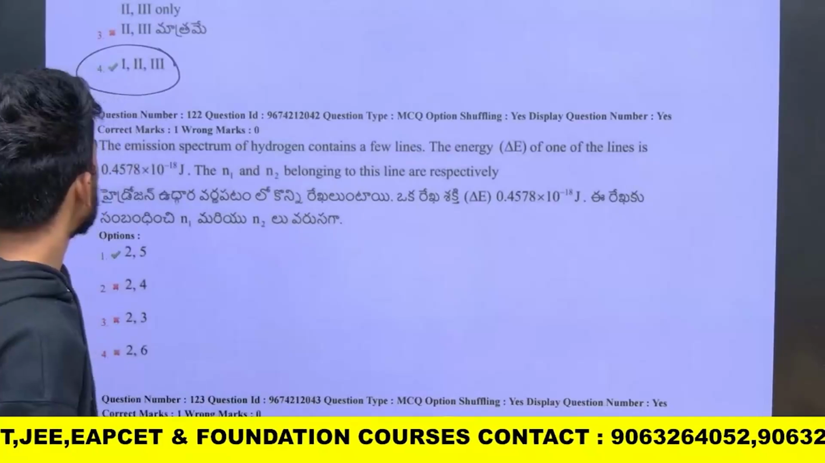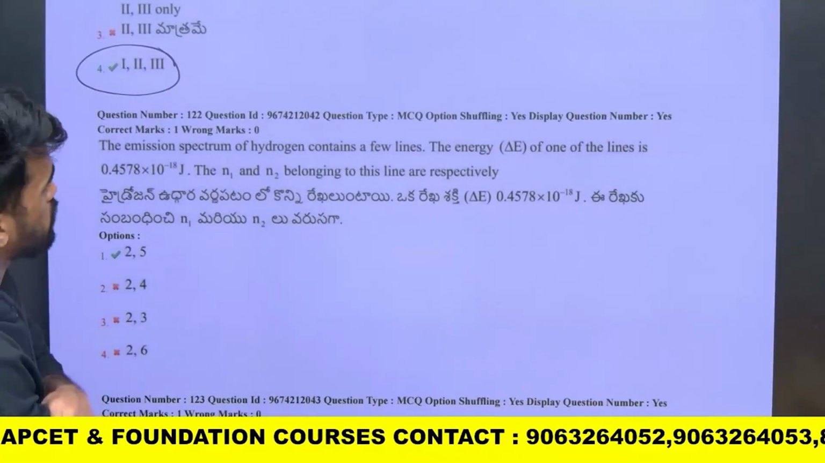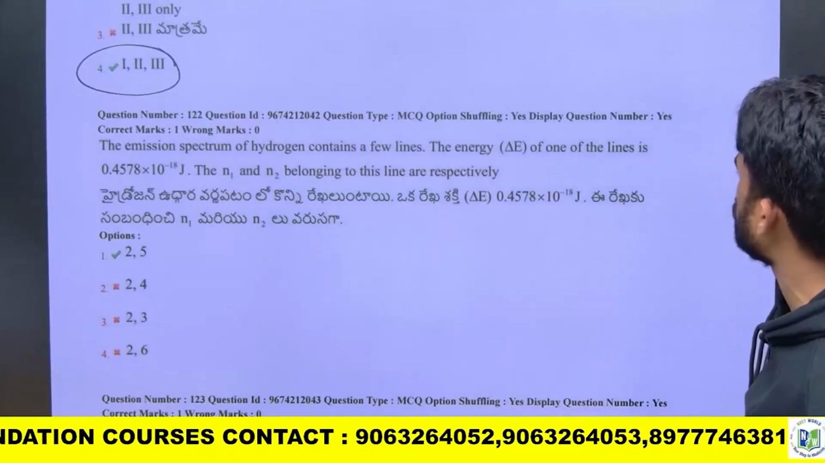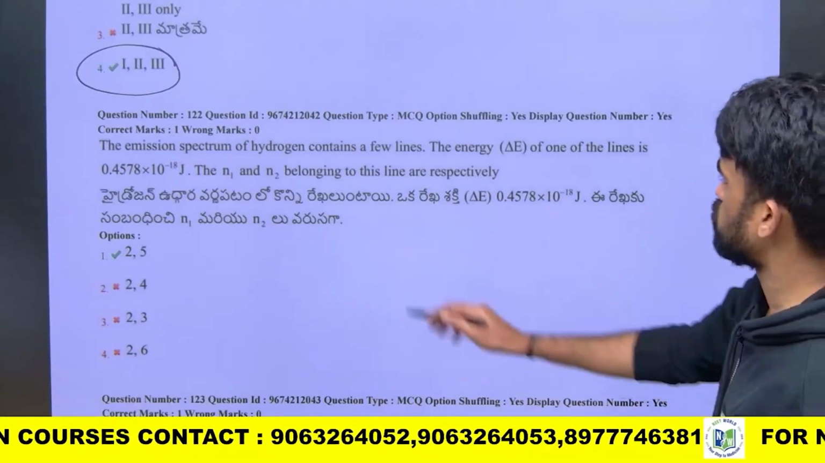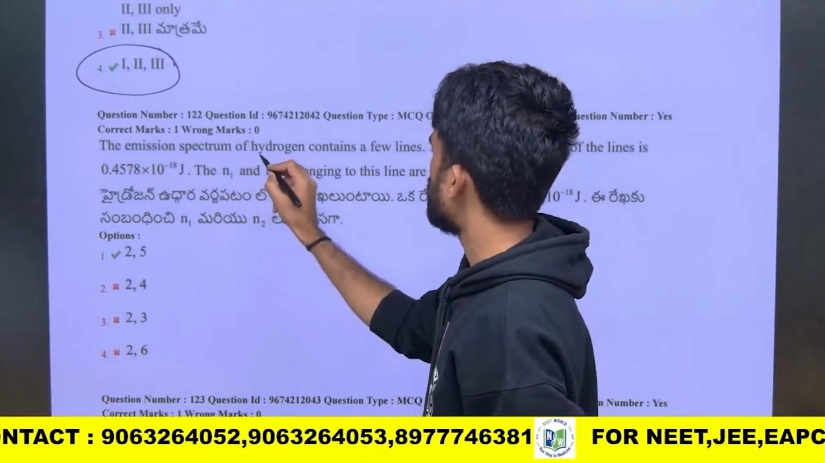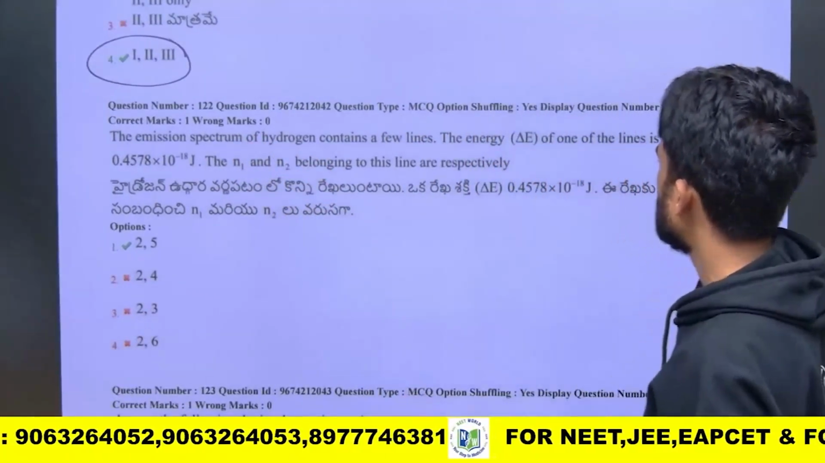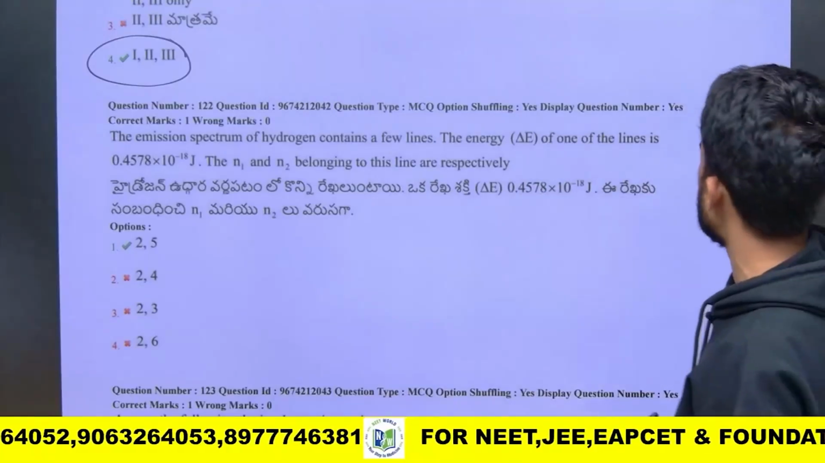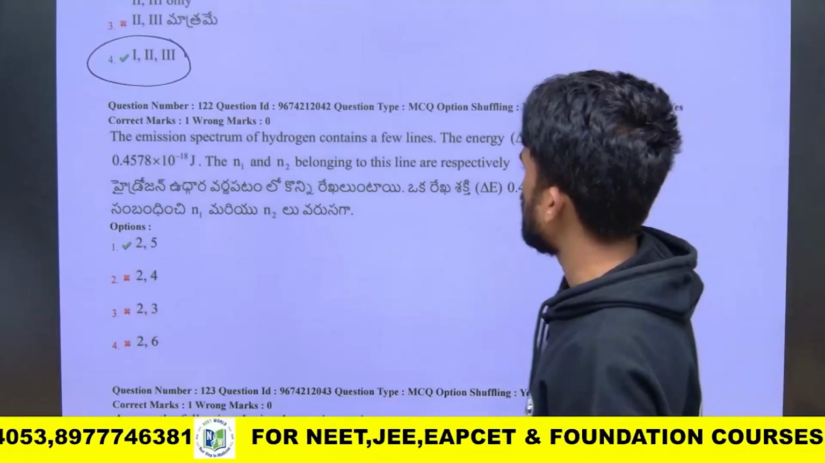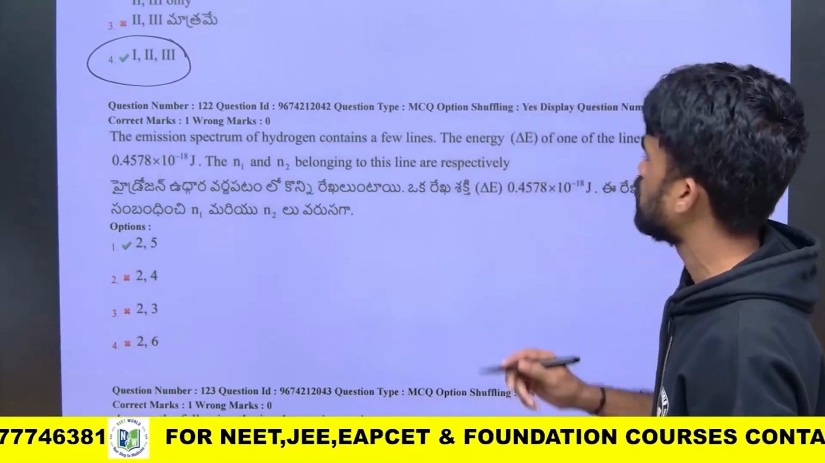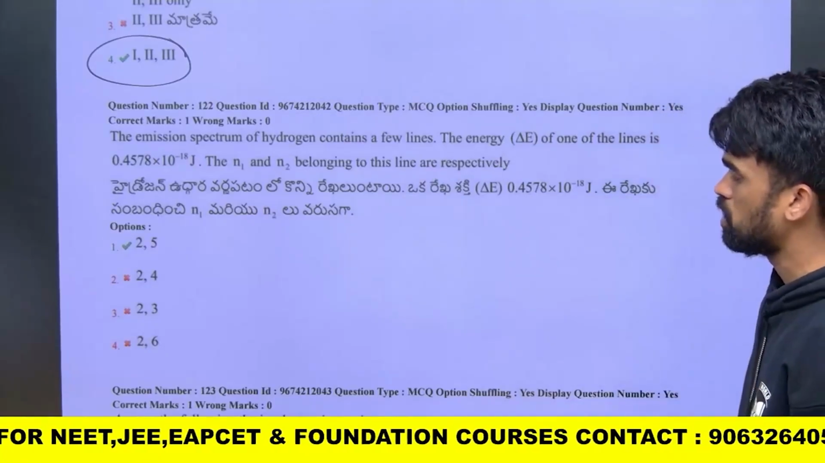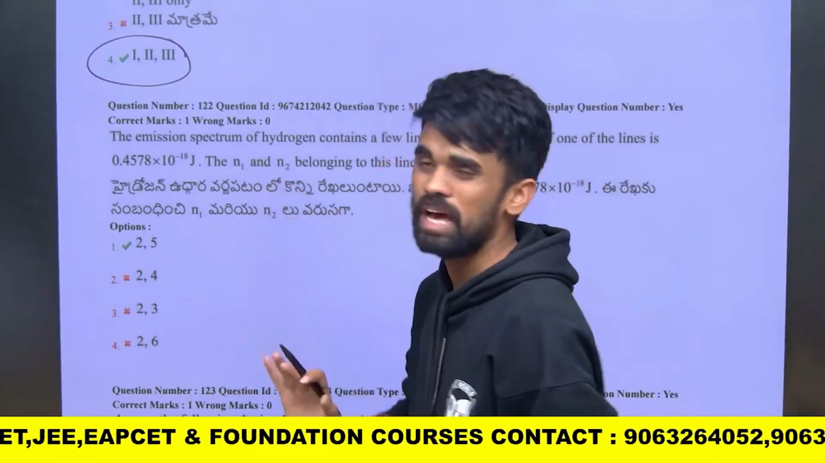Question 122: the emission spectrum of hydrogen contains a few lines. The energy of one of the lines is this much. The n2 and n1 belonging to this line respectively are. So what they are asking is the values of this n1 and n2, simple.